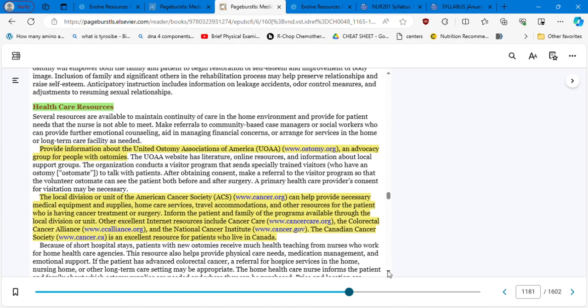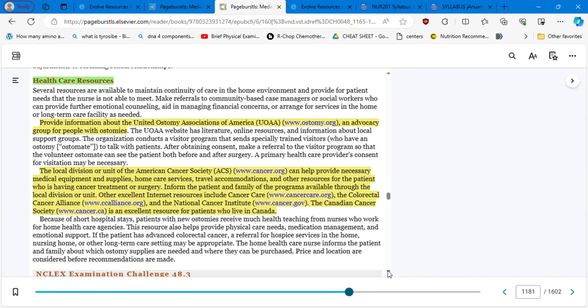Healthcare resources, the ones that I saw here, I think these are amazing. Provide information about the United Ostomy Association of America, an advocacy group for people with ostomies. This is an excellent resource. The local division or unit of the American Cancer Society, cancer.org, can help provide necessary medical equipment and supplies, home care services, travel accommodation, and other resources for the patient who's having cancer treatment or surgery.